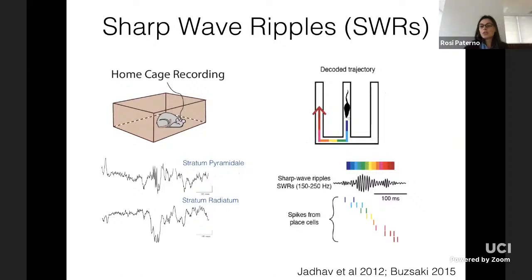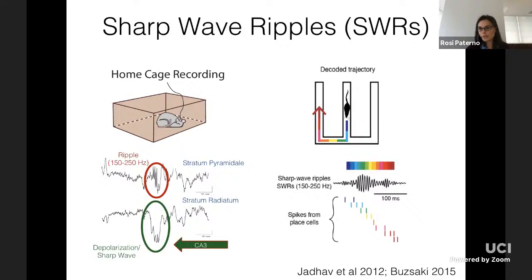We also recorded the animals while they were in the home cage, in particular during prolonged periods of immobility. In the hippocampus, one of the most important electrophysiological signatures is the sharp-wave ripple. Sharp-wave ripples are characterized by a depolarization wave, called the sharp wave, in the stratum radiatum, that responds to an input coming from CA3. And the stratum pyramidale will respond with a really fast oscillatory activity, which is called a ripple, and it goes from 150 to 250 hertz.